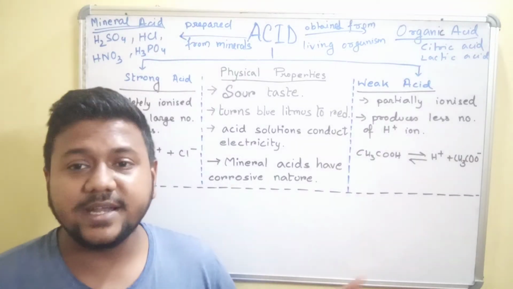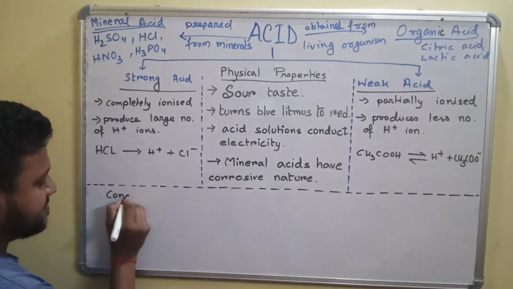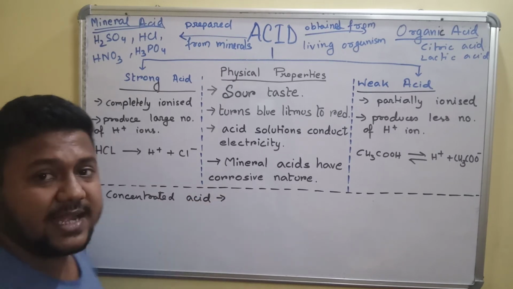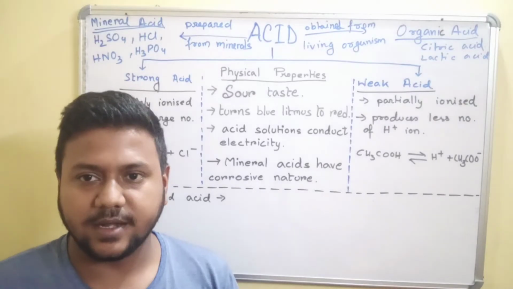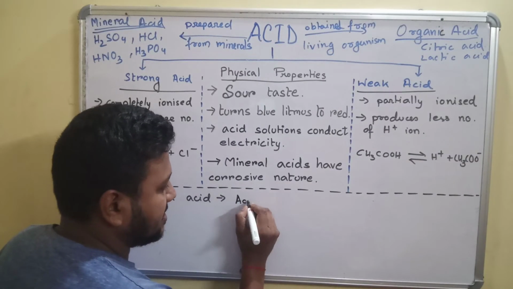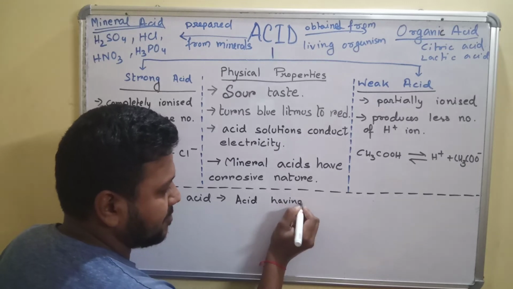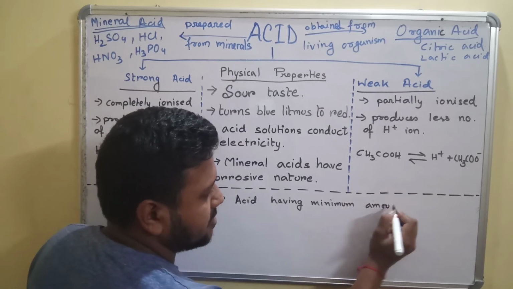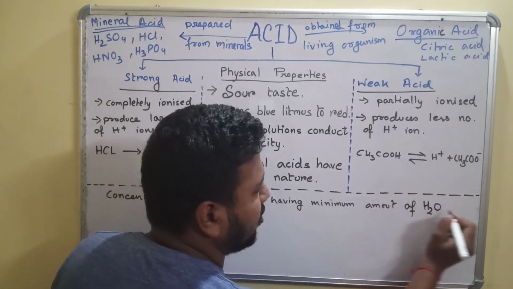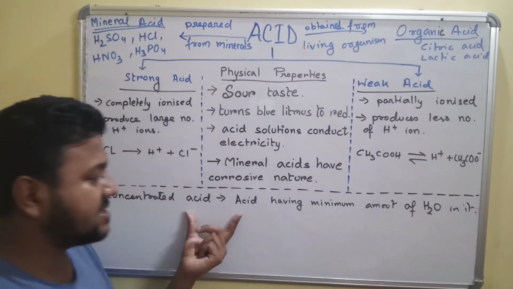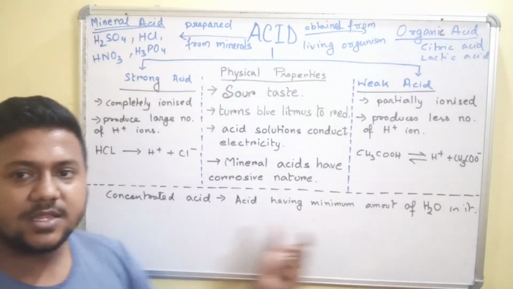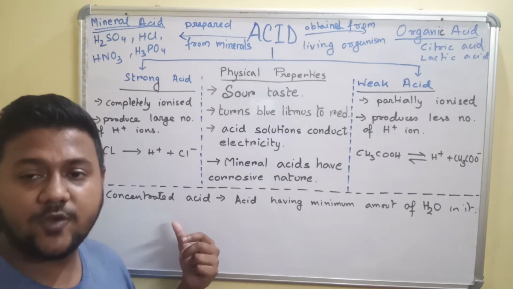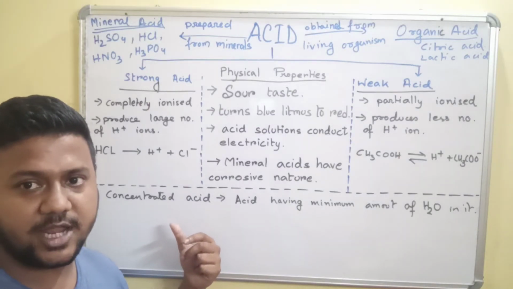Now, concentrated acids are acids having a minimum amount of H2O in them. So those acids that have a minimum amount of water are called concentrated acids. Concentrated acids are very harmful for us. They are very harmful for our skin. They may cause burns if they come in contact with our skin.